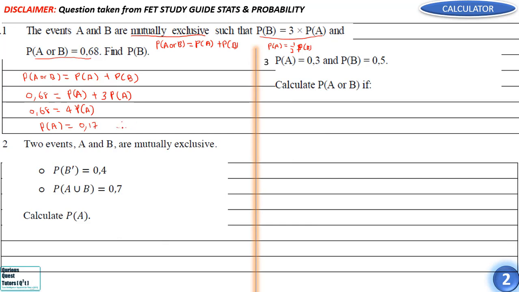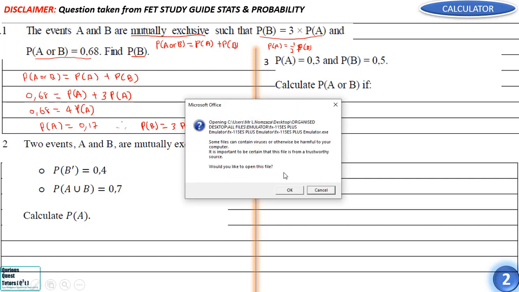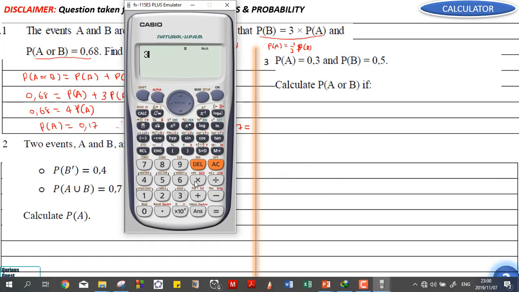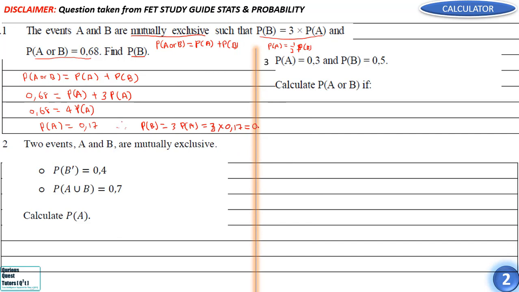Therefore, since we are asked to determine the probability of B, we know that the probability of B, we are told here, is 3 times the probability of A. So we say 3 times 0.17, which we press on our calculator to get the answer. We end up with 0.51, and our final answer is 0.51 for the probability of B.